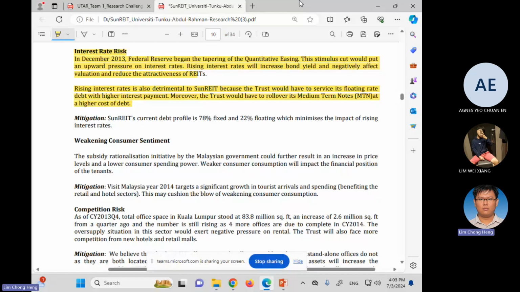Remember, link to the current situation, link to your company situation. Then after this, you tell me the impact to your company. So this company, 78% is the fixed rate. Fixed rate, I mean, even if the interest rate increases, it will not affect that. And then 22% is floating. I mean, that 22% will be affected. The cost of borrowing will increase.